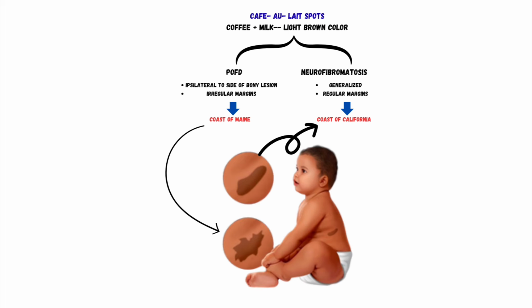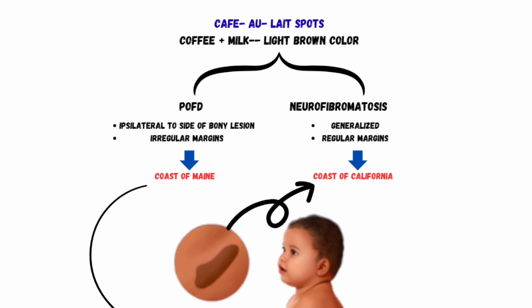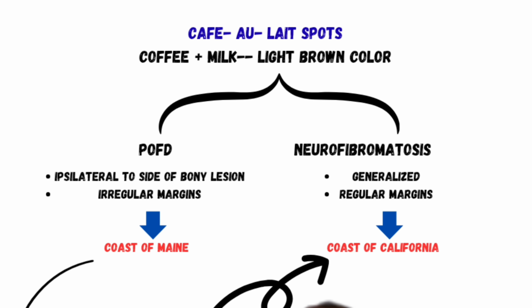I want to make a small note about the café-au-lait pigmentation. Café means coffee, lait means milk. These spots give a coffee mixed with milk appearance. They are light brown in color. These café-au-lait pigmentations occur in a variety of other conditions, but I will be discussing two important conditions. One is polyostotic fibrous dysplasia and the other is neurofibromatosis.